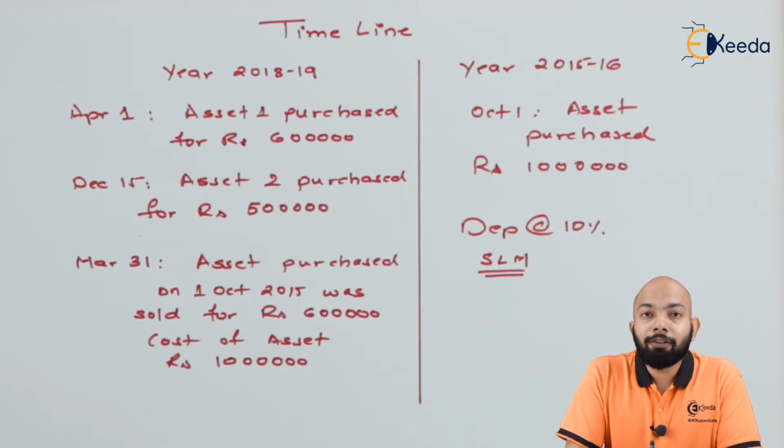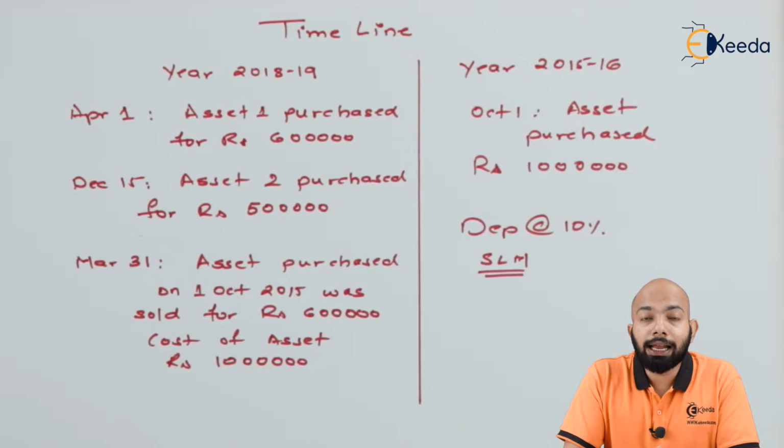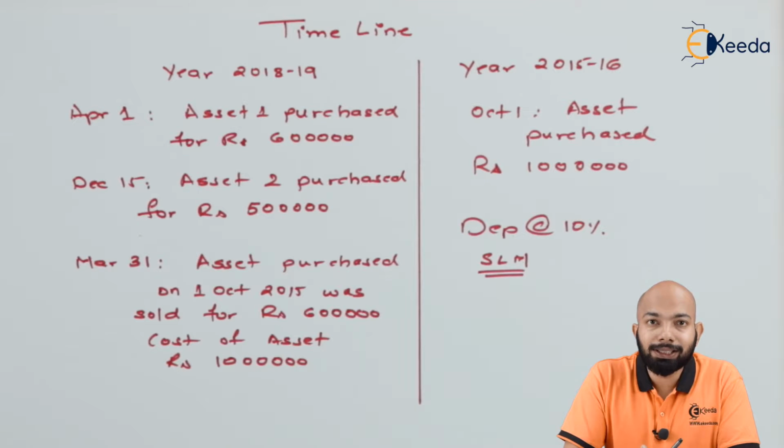Now, as you can see, we have mentioned the timeline details. The first refers to year 2018-19, that means the current details that have been provided. And the second detail refers to year 2015-16, whereby we have procured an asset in that specific year for rupees 10 lakhs, which was sold in the year 18-19 for rupees 6 lakhs.